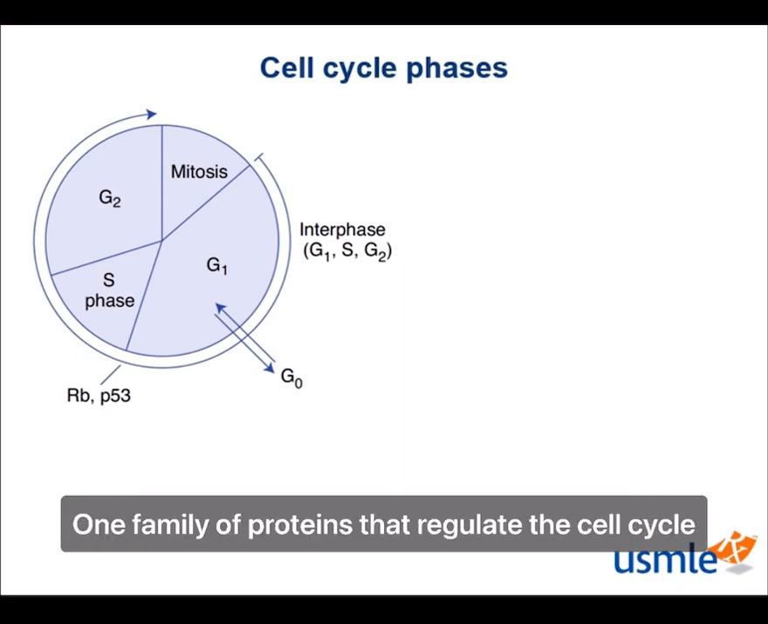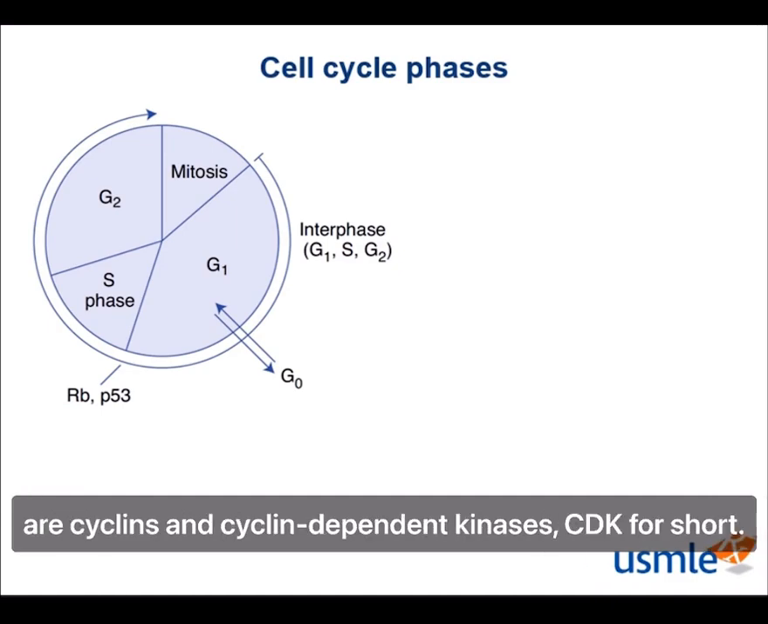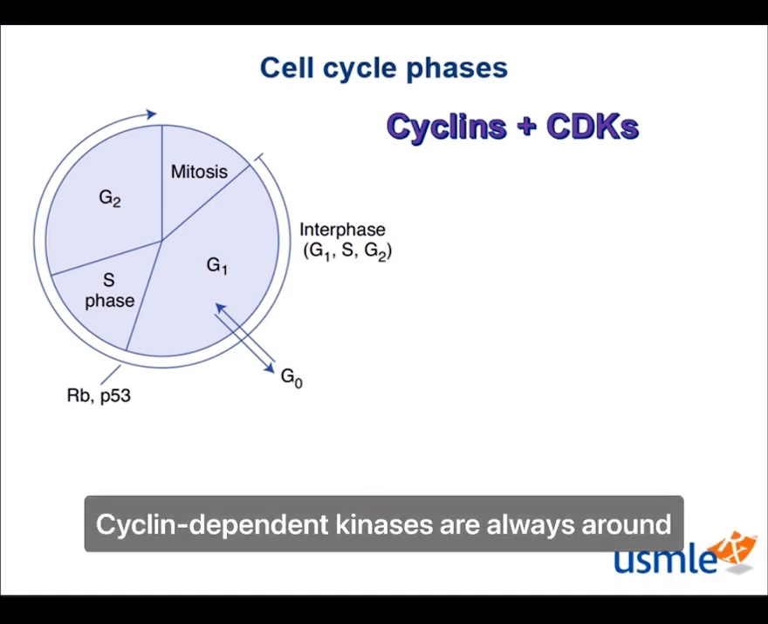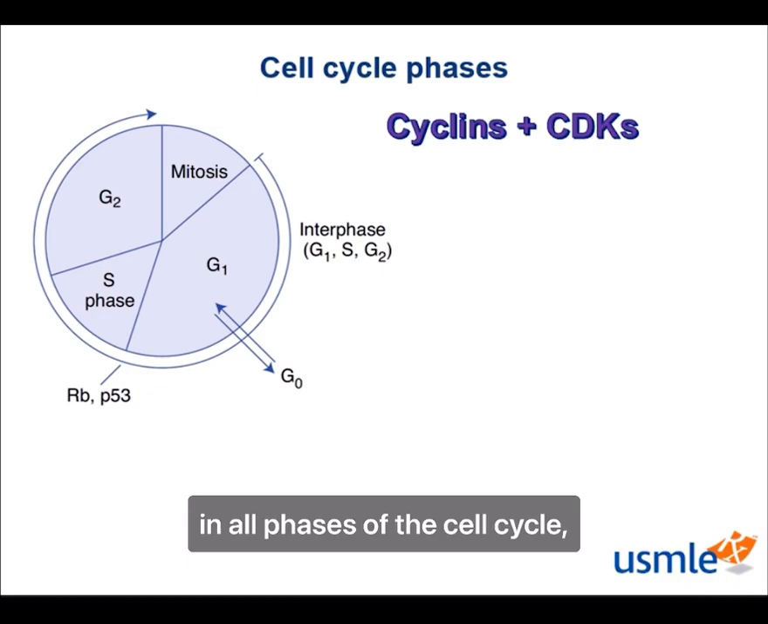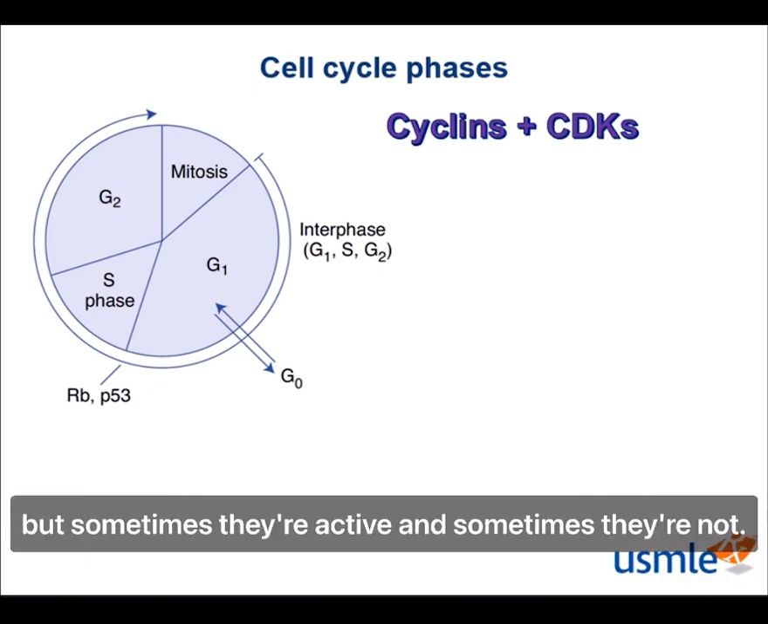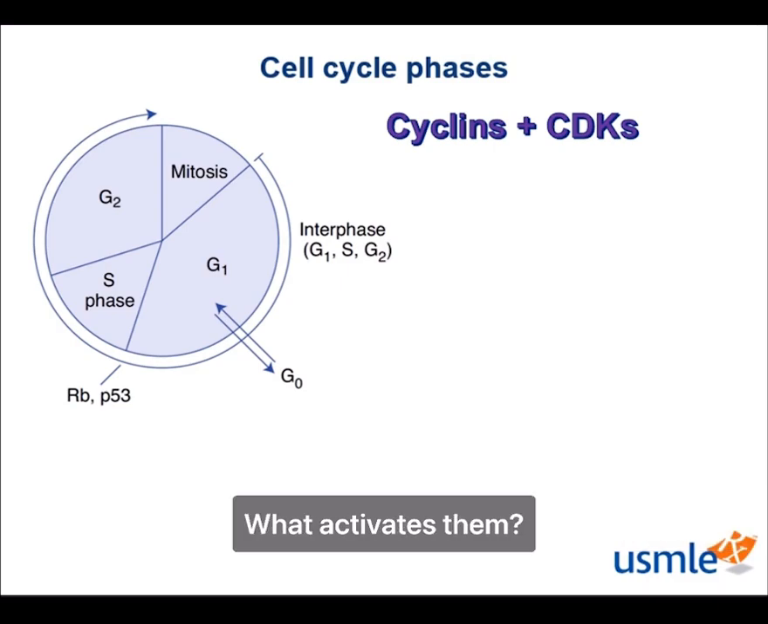One family of proteins that regulate the cell cycle are cyclins and cyclin-dependent kinases, CDK for short. Cyclin-dependent kinases are always around in all phases of the cell cycle, but sometimes are active and sometimes are not. What activates them?